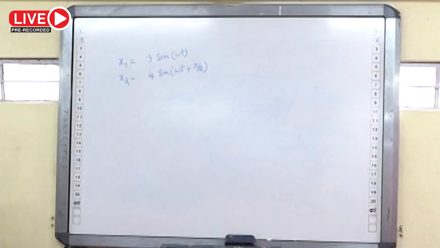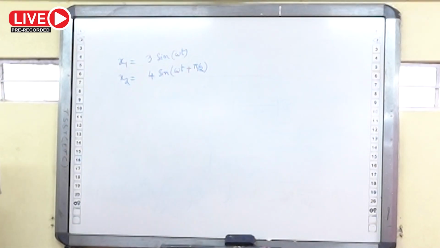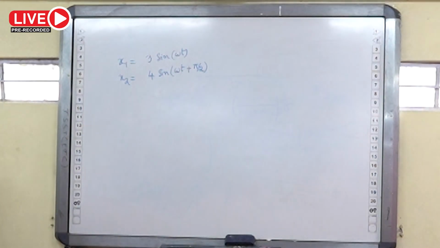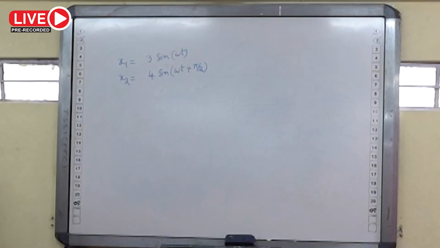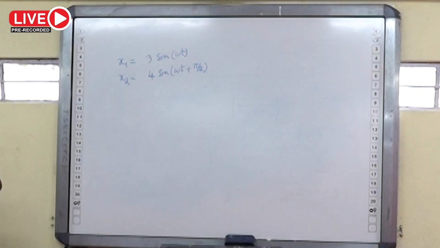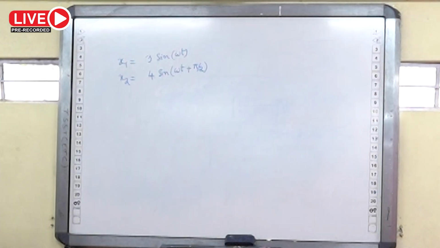It is given that x1 equals 3 sine omega t, and another one, x2 equals 4 sine of omega t plus pi by 2. These are two simple harmonic motions, simple harmonic vibrations. These two will superpose on each other. Both are vibrating, and they will superpose on each other. Then what will be the amplitude of the resultant vibration?